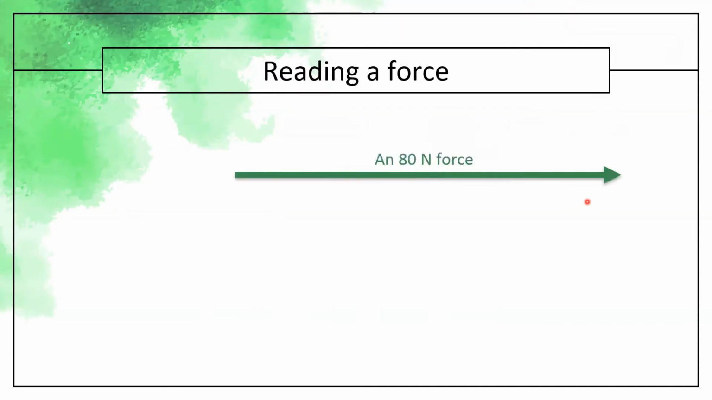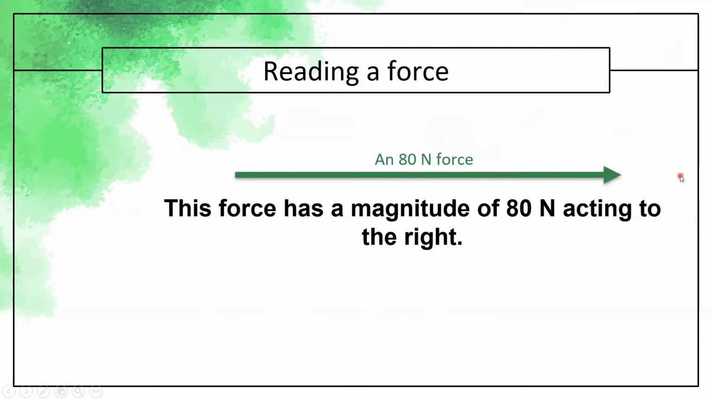Now, how do we read a force? Let's suppose this is an 80 Newton force. So the magnitude is 80 Newton and the arrow's head is pointing to the right. So let's say this force has a magnitude of 80 Newton acting to the right. I repeat, this force has a magnitude of 80 Newton acting to the right.